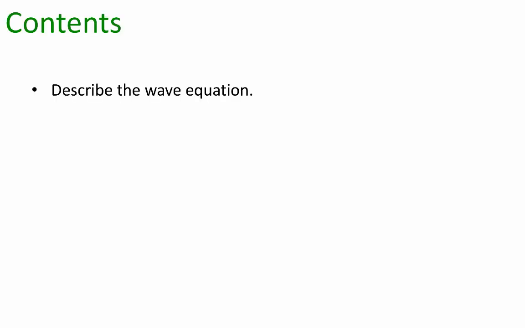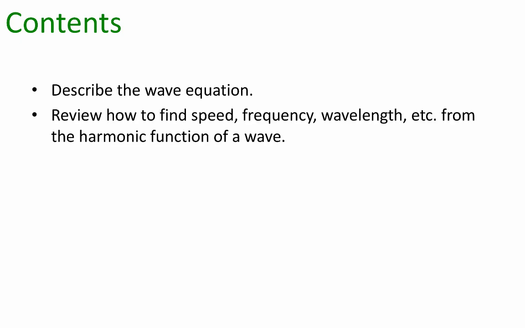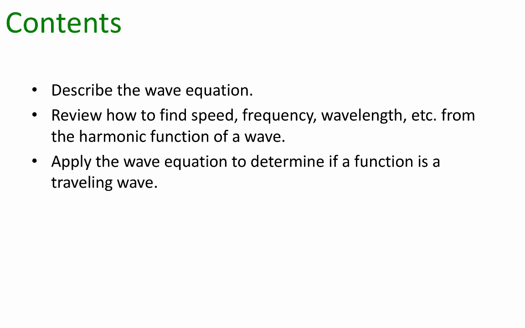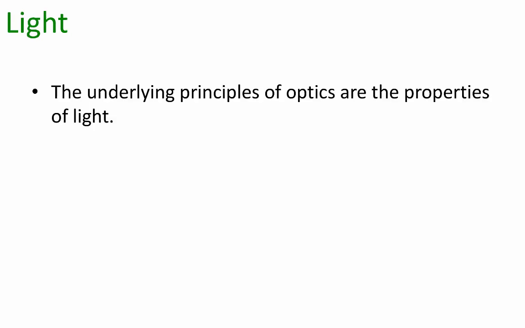First we'll describe the wave equation after a little introduction, then review how we can find speed, frequency, wavelength, and other variables from the harmonic function of a wave. Look at how to apply the wave equation to determine if a function is a traveling wave, and more examples. So let's get right into it.